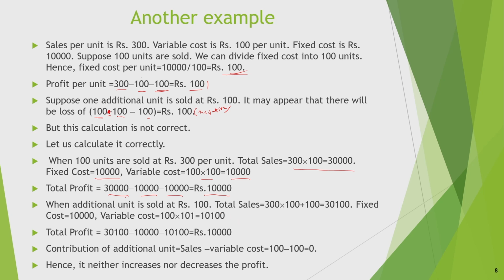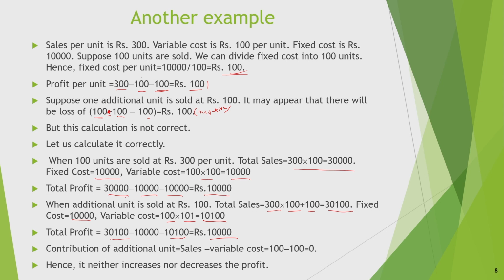When an additional unit is sold at rupees 100, suppose that unit only, not the whole lot, due to some reason, maybe he is your friend's relative or whatever, then total sales comes out to be 300 into 100 plus 100 extra. So, that means you got 30,100 rupees, and fixed cost is 10,000, variable cost is 100 into 101. So, variable cost will remain unchanged per unit, this is 101. So, total profit is 30,100 minus 10,000 minus 10,100, that means rupees 10,000. So, your profit has not reduced actually.